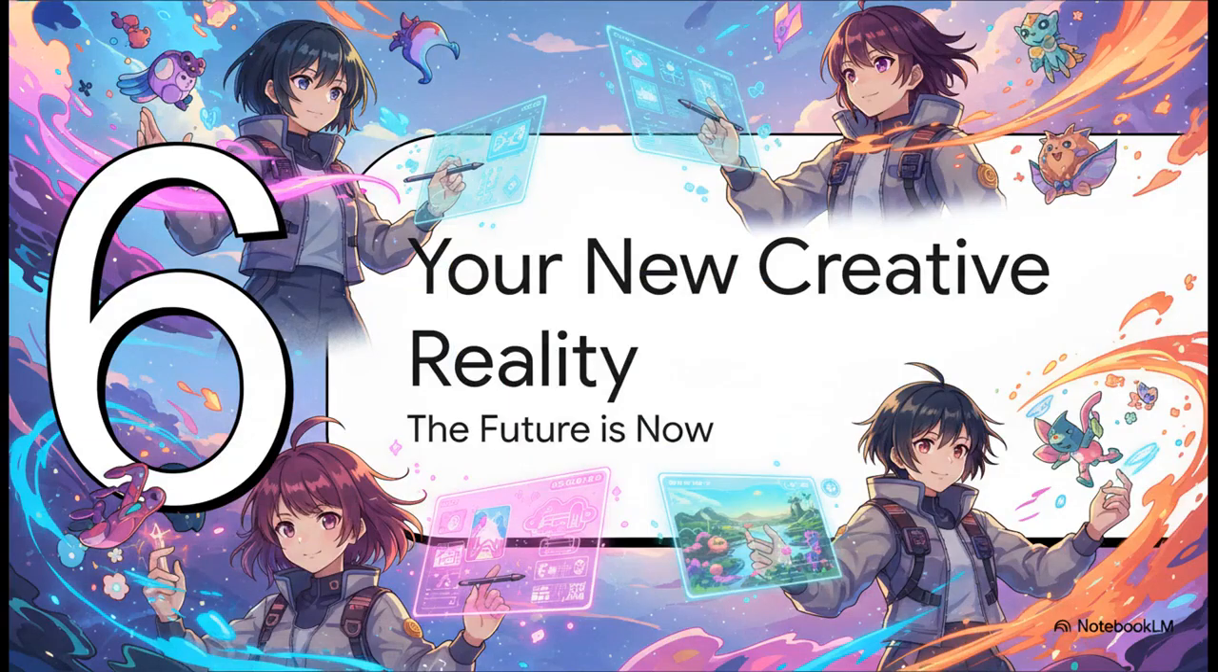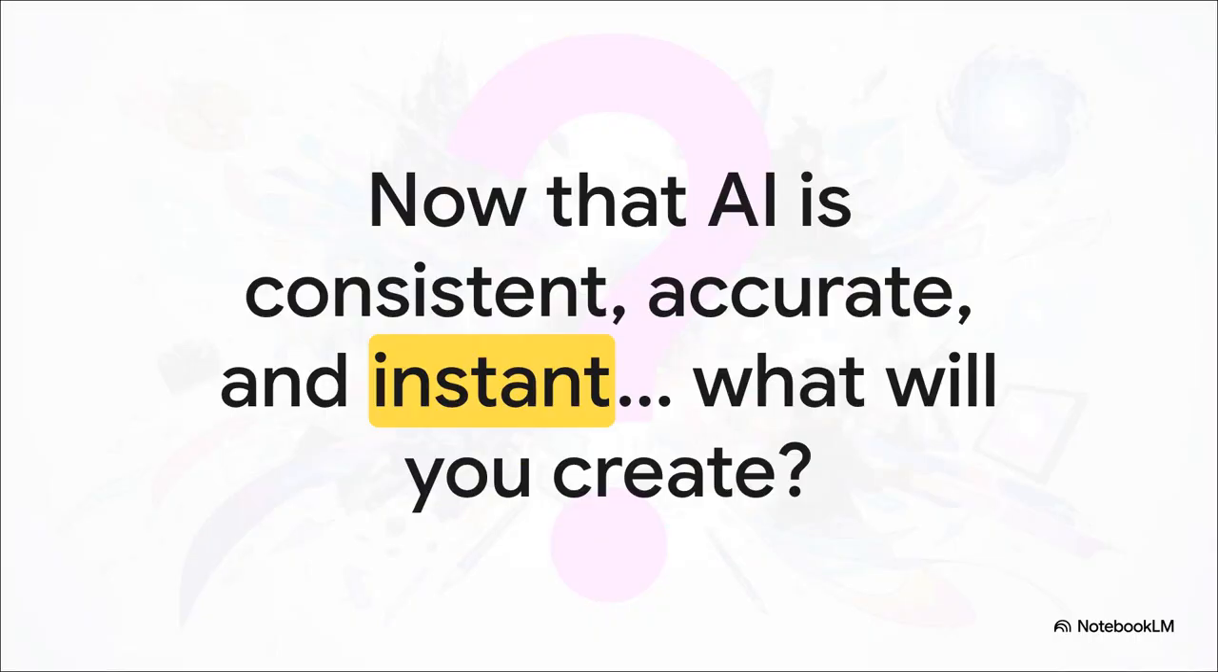Okay, let's wrap this up. When you put all of these pieces together, it's not just a better tool, it's a completely new creative reality. Think about it. We just saw how the biggest, most frustrating barriers in professional AI creation have basically been demolished. Consistency? Solved. Text? Solved. Speed? Solved. The tool is no longer the thing holding you back. So really, there's only one question left to ask. Now that AI is consistent, accurate, and instant, what will you create?